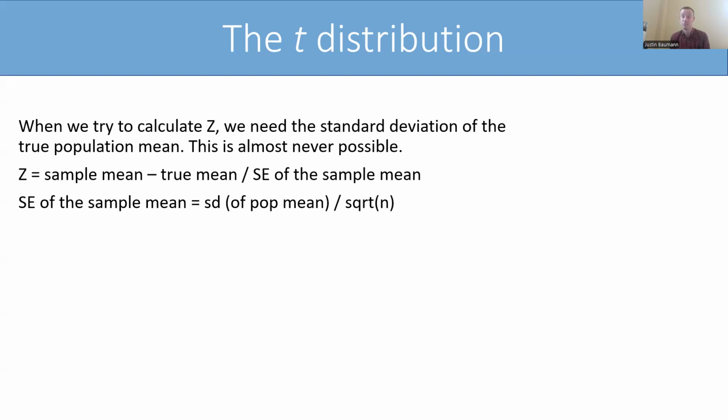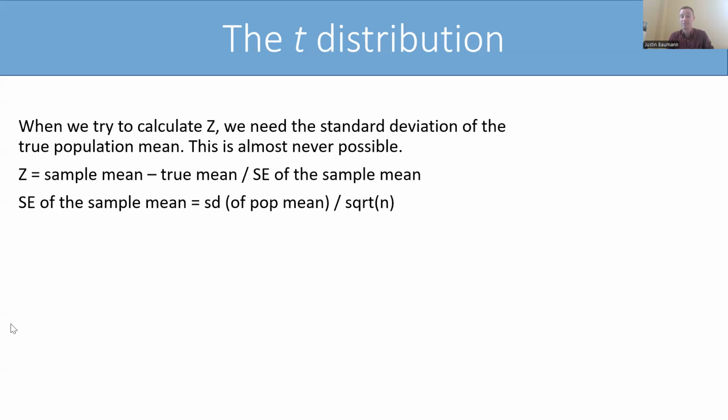And that is where the T distribution comes in. So here's some math. Z is equal to the sample mean minus the true mean divided by the standard error of the sample mean. That's fine. We don't have the true mean ever. The standard error of the sample mean is the standard deviation of the population, the full population, divided by the square root of n. Again, we never have the full population values. So here, this is great math and all, but we never have this value and we never have this value either. So what do we do?